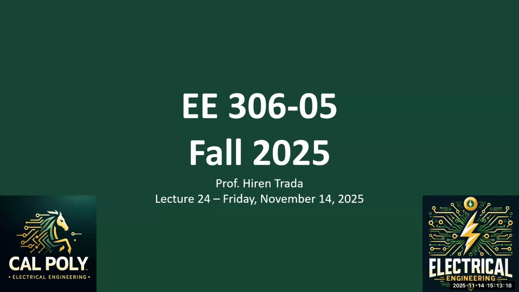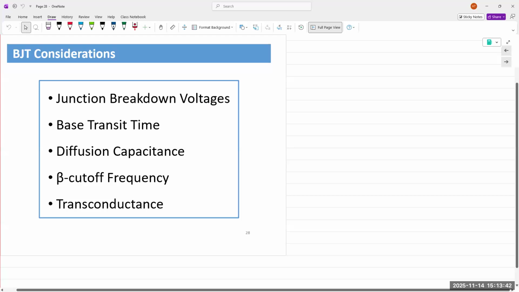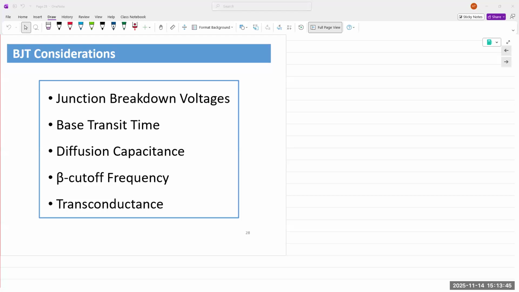We'll cover one last remaining slide in BJT fundamentals, and then we'll look into a transistor amplifier operation. Anyone have any questions before I begin? Okay. All right, let's go to the class notebook. So a few terms in here that we will cover: junction breakdown voltage, base transit time, capacitance, beta cutoff frequency, and transconductance.